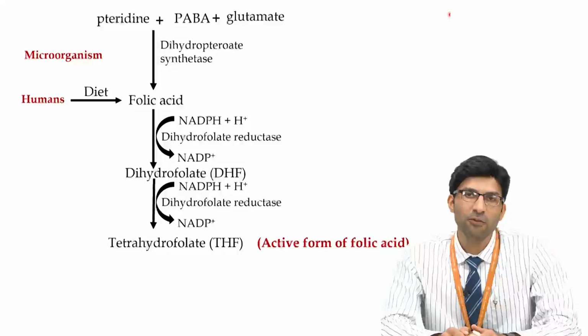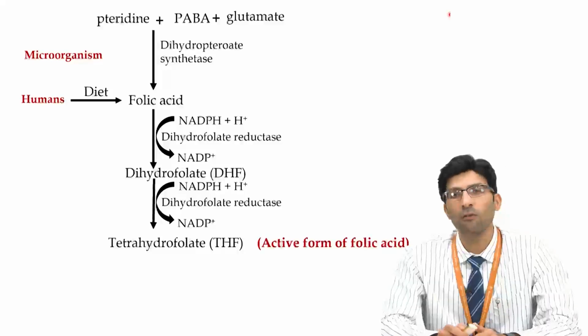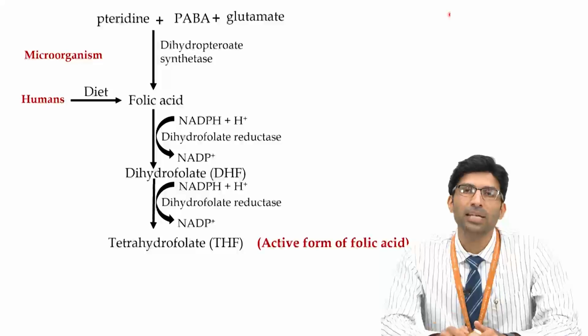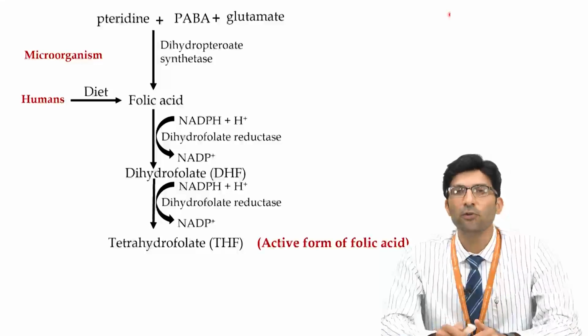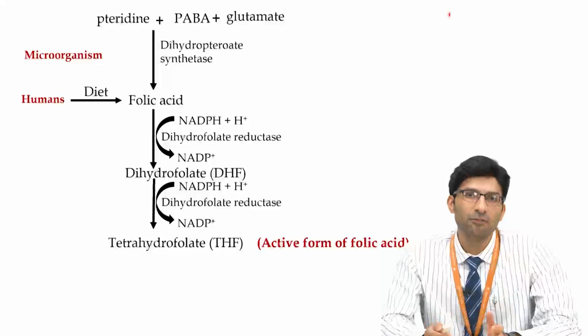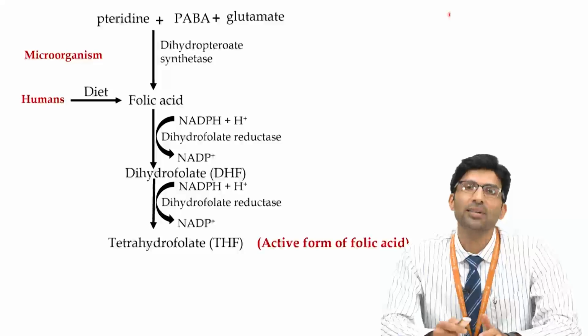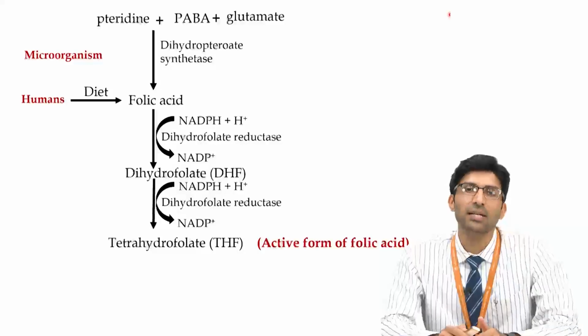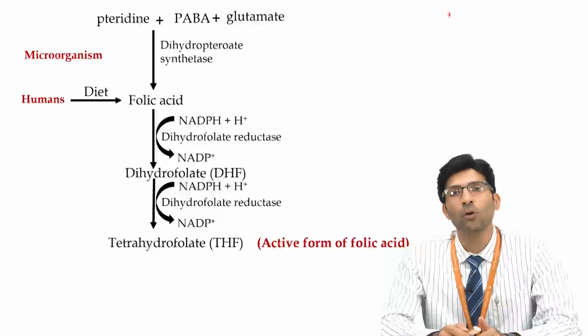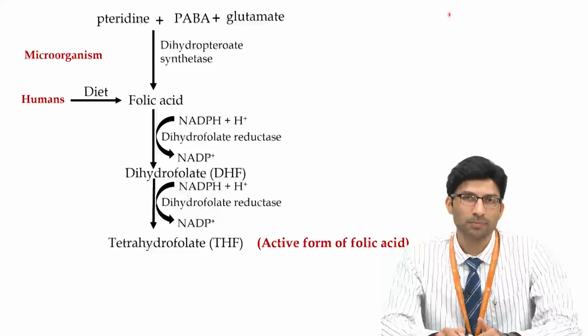Tetrahydrofolate is an active form of folic acid. It is a coenzyme of folic acid, and in many reactions in metabolism, this tetrahydrofolate will be converted into many different forms and will be utilized in the reactions. We shall see in a later slide what the different forms of tetrahydrofolate are and how or where exactly it is being used.